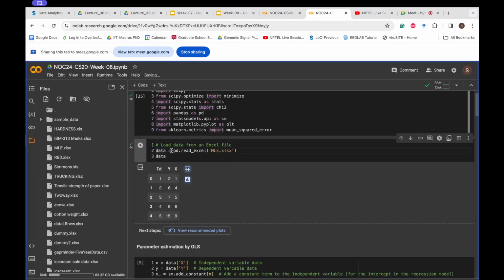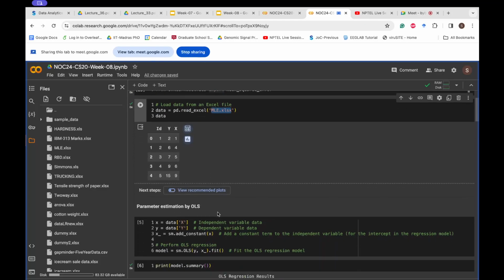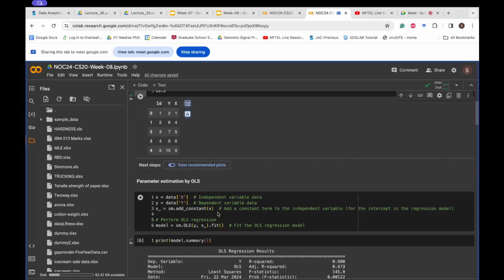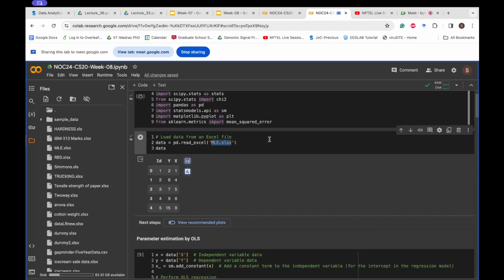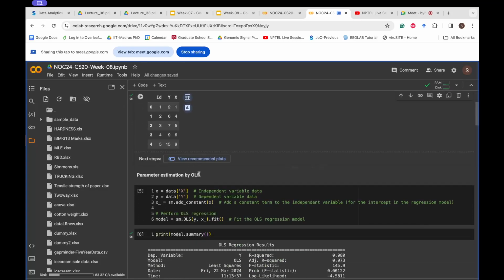So we have this data in the mle.xlsx file. We have the dependent variable and the independent variable values. We want to estimate the parameters. We want to fit a line to this data and estimate the parameters of the line, that are beta naught and beta 1. So there are two methods. First is using ordinary least squares, and second is maximum likelihood estimation.